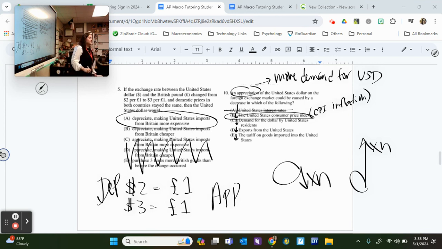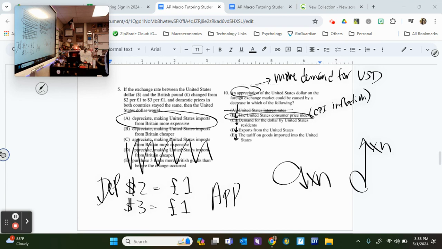C is wrong because we're looking for more demand, and C literally says less demand. So not that one. If we are exporting less, then they wouldn't need our currency. We're wanting something that would definitely need their currency more. And if we lower tariffs on imported goods, we'll buy more imported goods and less American goods. And we're looking for more American goods. So that is why B is the correct answer here.